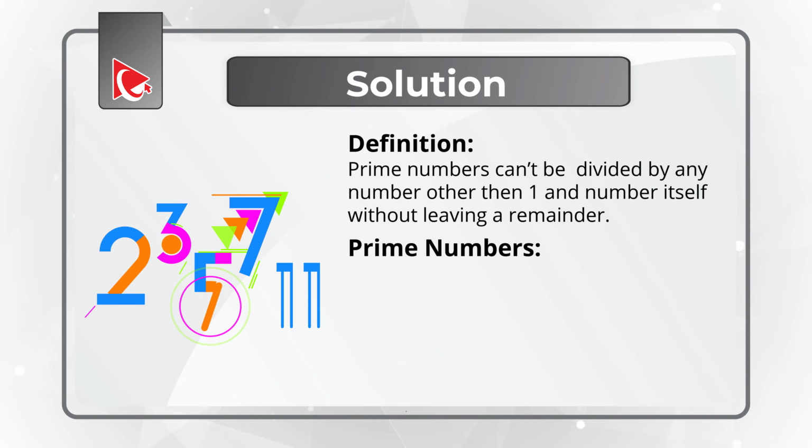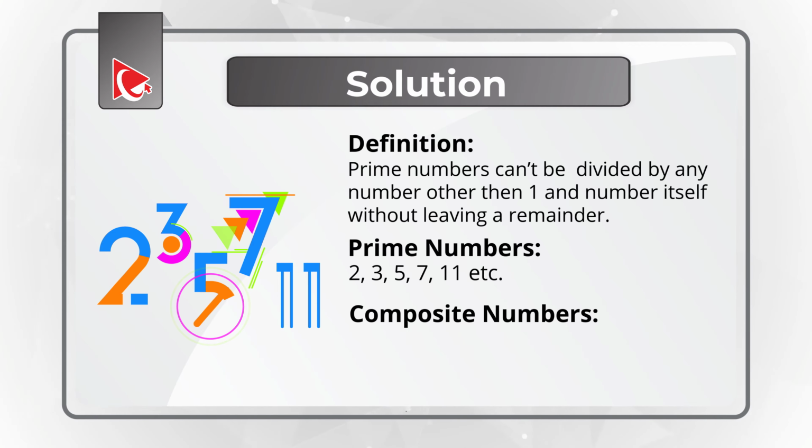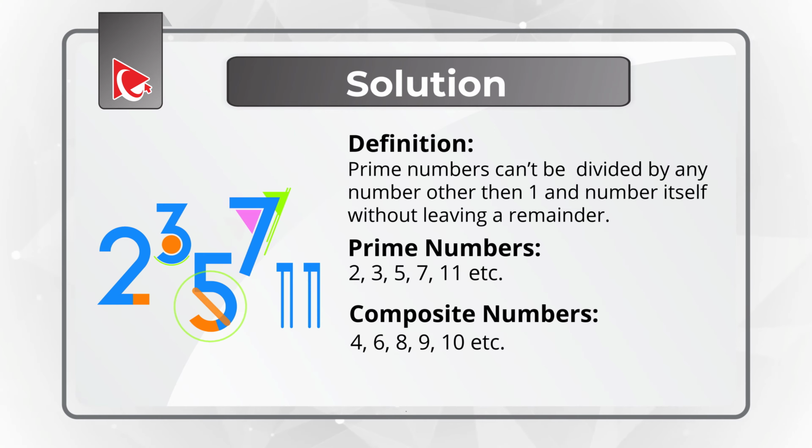Some examples of prime numbers would be 2, 3, 5, 7, 11, and you can continue the chain. The opposite of prime numbers are composite numbers, and examples of those would be 4, which could be divided by 2, 6, which could be divided by 2 and 3, 8, which could be divided by 2 and 4, 9, 10, and you can continue the sequence.